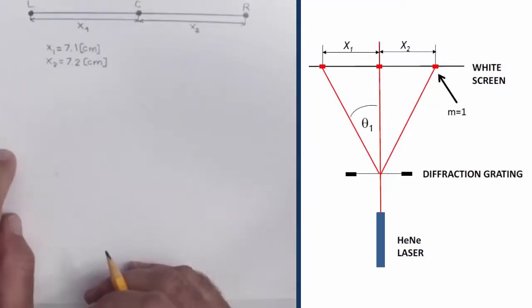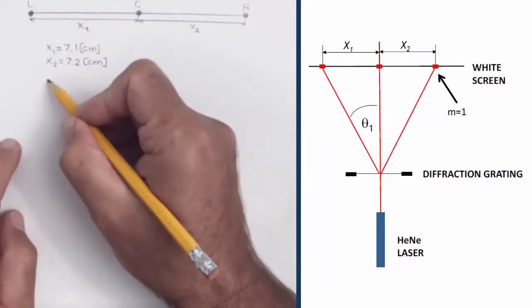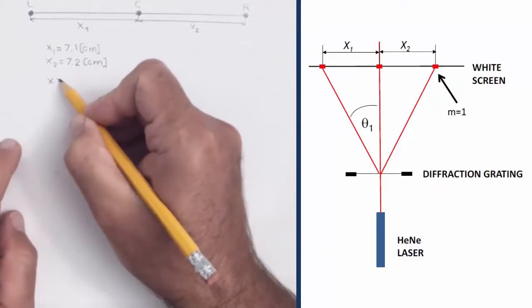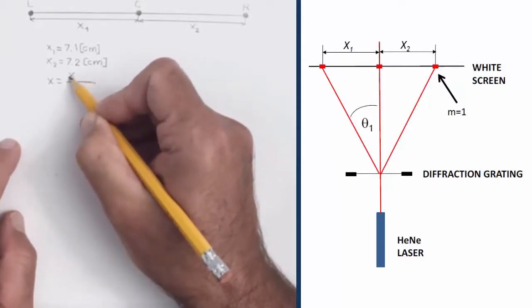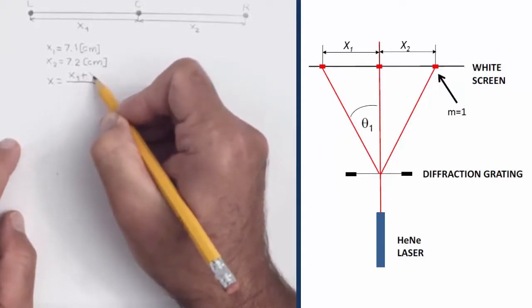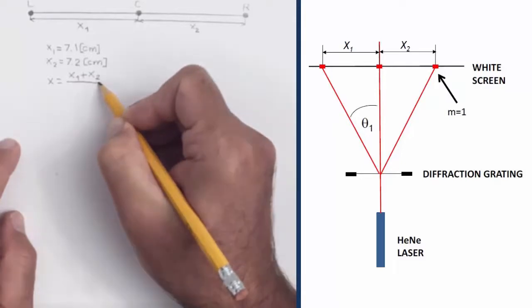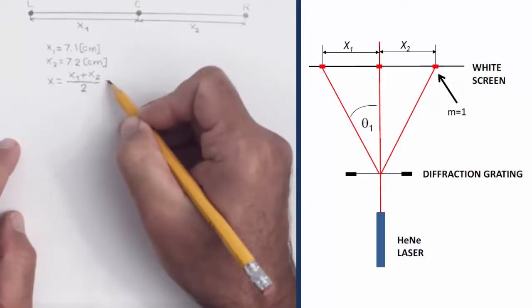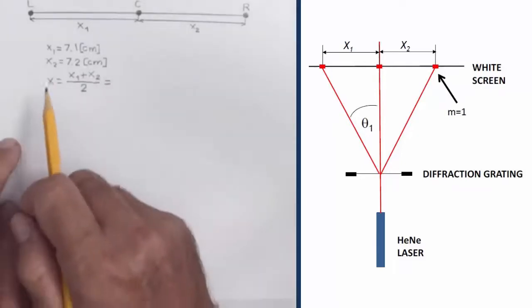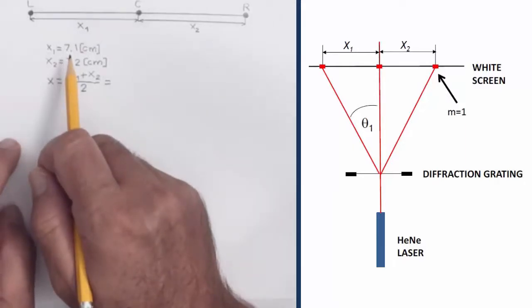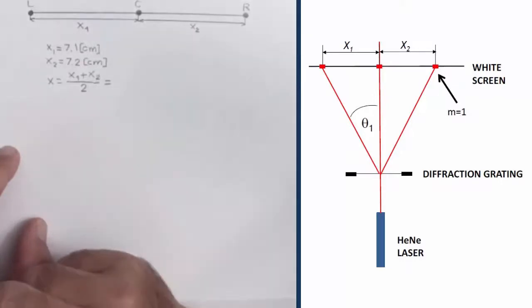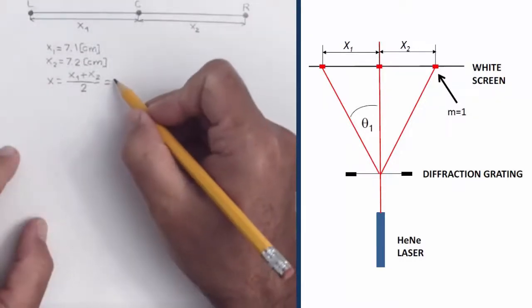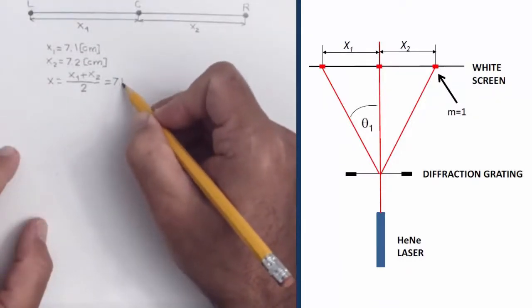Now we can find the average between these two distances. So our x is going to be equal to x1 plus x2 over 2. So if we substitute 7.1 centimeter for x1 and 7.2 centimeter for x2, we're going to find the average of 7.15 centimeters.